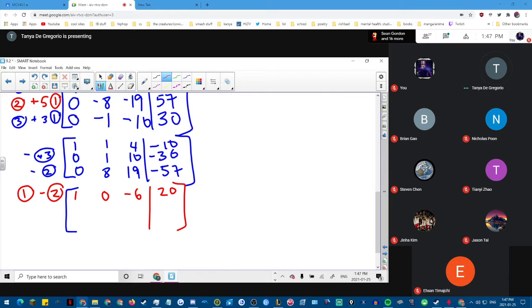Okay, my middle row is good for now. We're going to leave it alone. And then my last row. How am I going to make that 8 a 0? What am I going to do? Minus 8 times the second row.